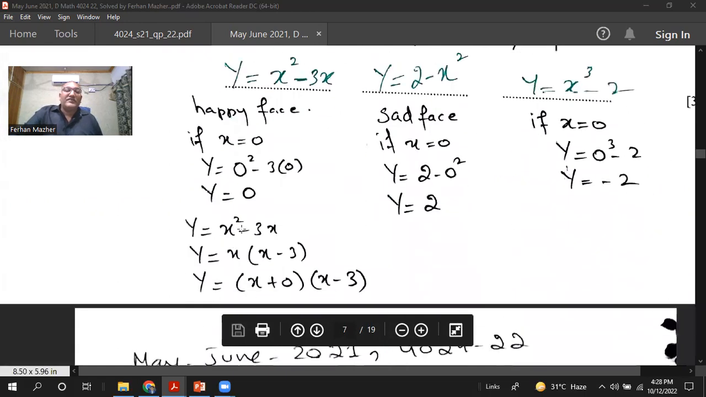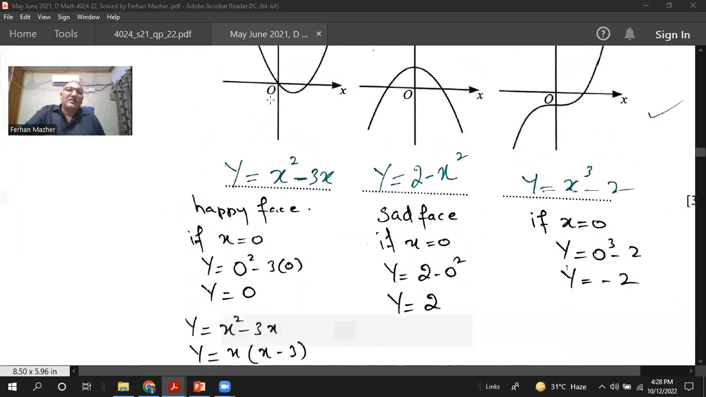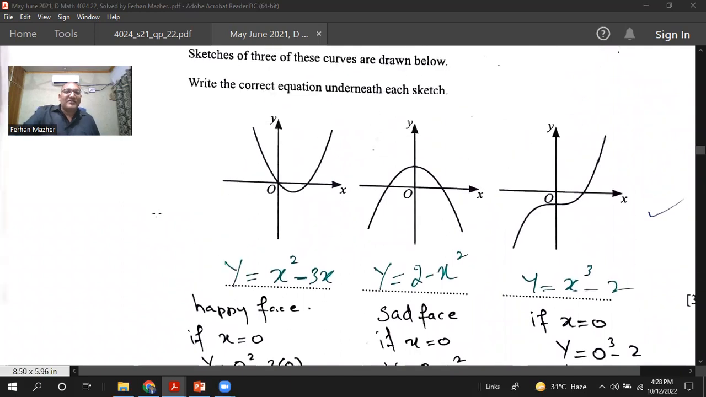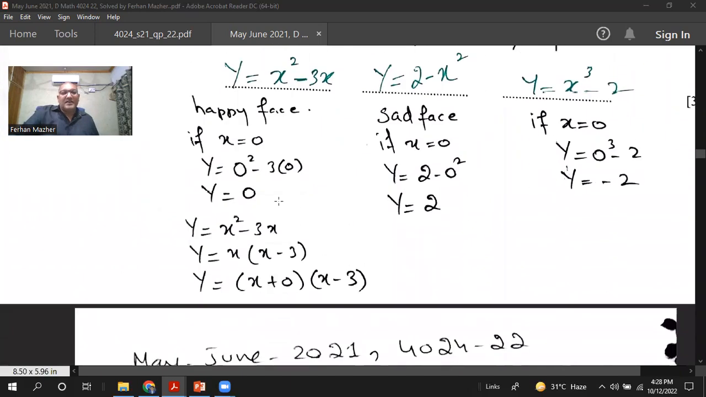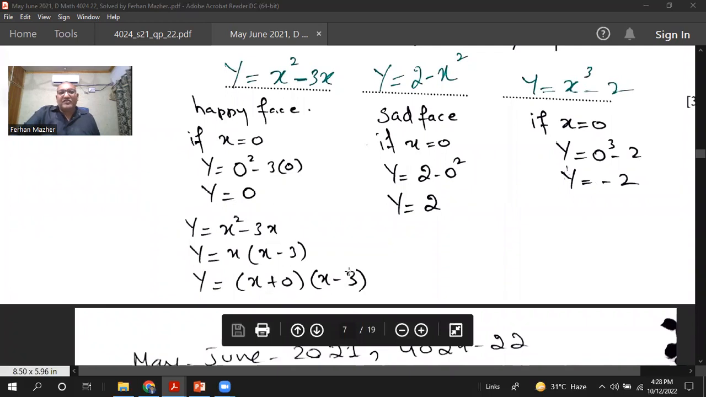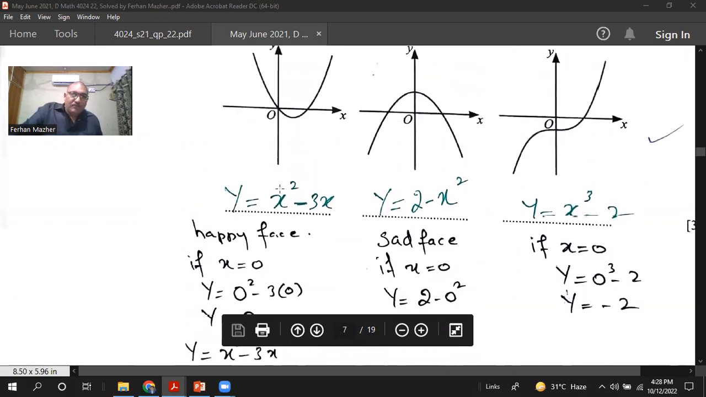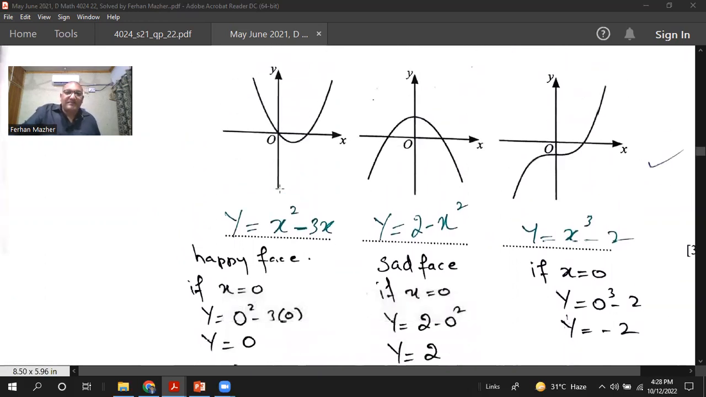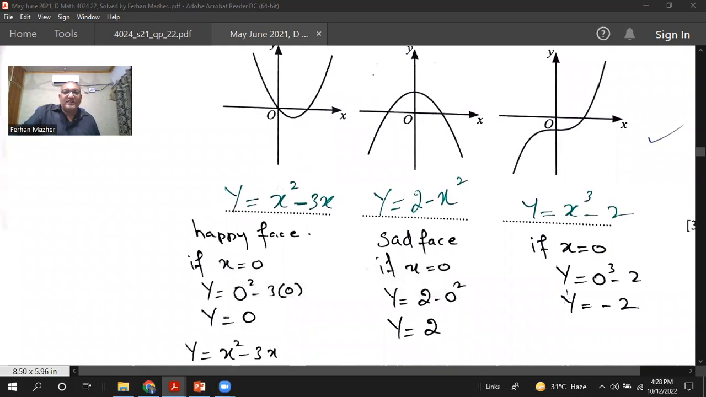Another way of doing this is to factorize it. So its factors are x plus 0 and x minus 3. So its x-intercepts will be at 3 and 0, and it will be a happy face. The x-intercept will be plus 3 and the other x-intercept will be 0, and it will be a happy face. So hopefully you understand this question.